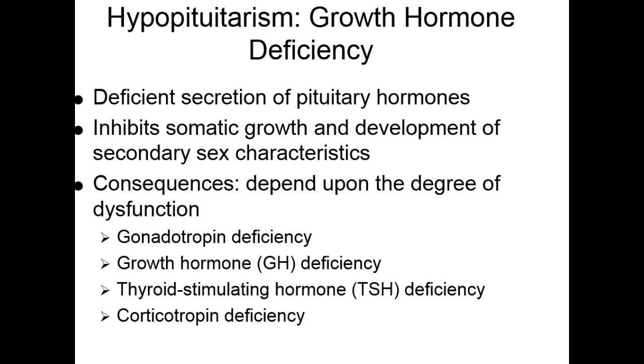The first one we're going to talk about is hypopituitarism, or a growth hormone deficiency. This is a deficiency in the secretion of pituitary hormones, and it inhibits growth and the development of secondary sex characteristics. And of course, how little of the growth hormone the pituitary gland is secreting determines the outward effects. We are looking at the gonadotropin deficiency, the growth hormone deficiency, the thyroid stimulating hormone deficiency, and the corticotropin deficiency.